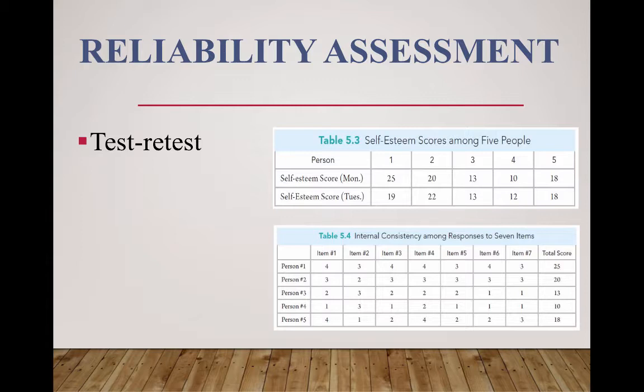So the example they talk about in the chapter is the self-esteem scores. And Table 5.3 at the top over here shows a test-retest data slice that can give an idea of how reliable a measure is, as it should be pretty much the same score each time if it is reliable. So you see person number 3 and person number 5 have the same score each time, but some of these other people varied a lot.